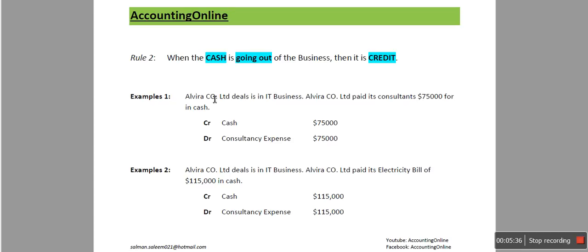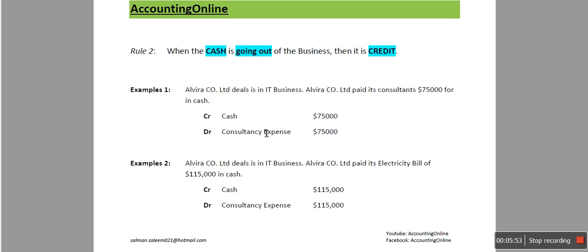The first example: Alvira Co Limited deals in IT business. It's an IT company. Alvira Co Limited paid its consultants $75,000 in cash. So what's happening here? Alvira Limited is paying its consultants, and the company is paying cash. When the cash is going out of the business, then it is credit in nature. So here I'm crediting cash by $75,000.